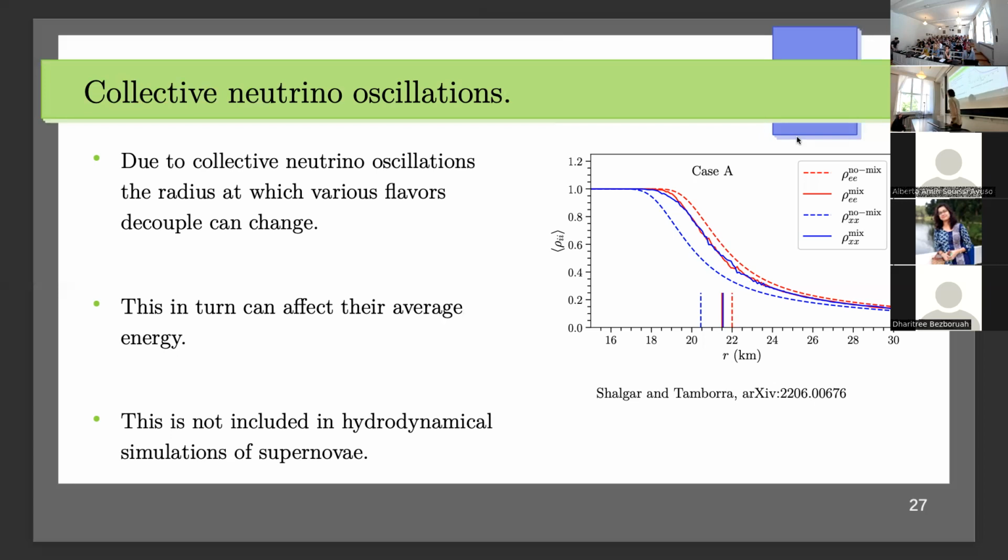From what we have shown in this paper, the flavor starts transforming in the region of decoupling. So inside the trapping region, we cannot have neutrino oscillations as far as we know. I think that probably answers the question.